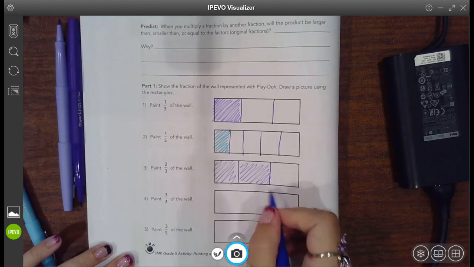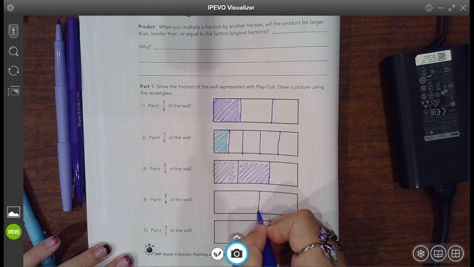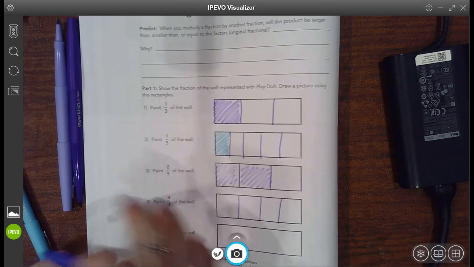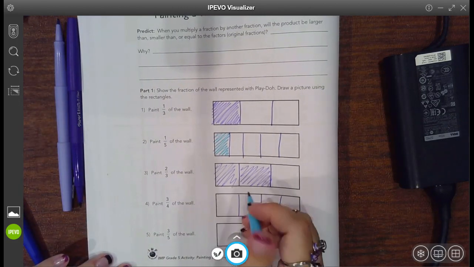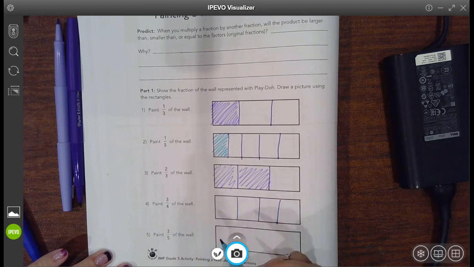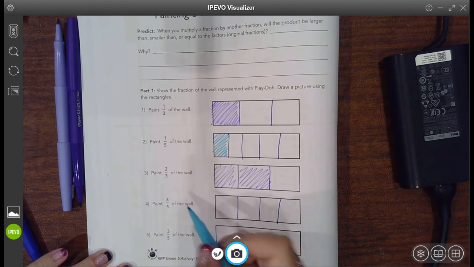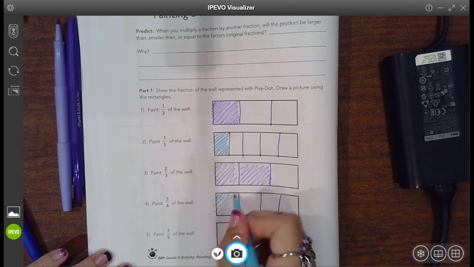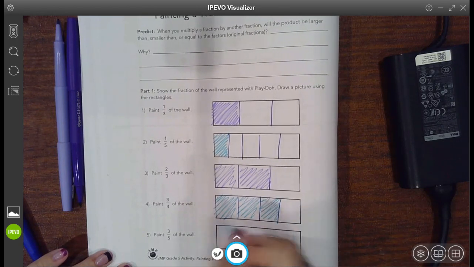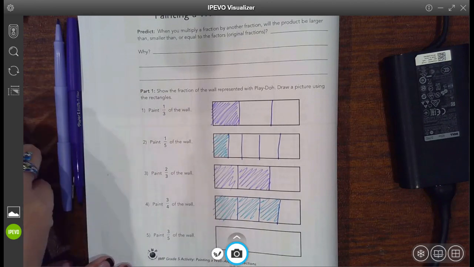You cut it into 4 pieces. If it's an even number, I cut it in half, and then I cut each of those halves in half. That makes it at least somewhat more even. Now that's 4 equal pieces, right? How many of those equal pieces am I going to shade? 3, because that's what the numerator is. So you have 1, 2, 3 of those 4 equal size pieces.